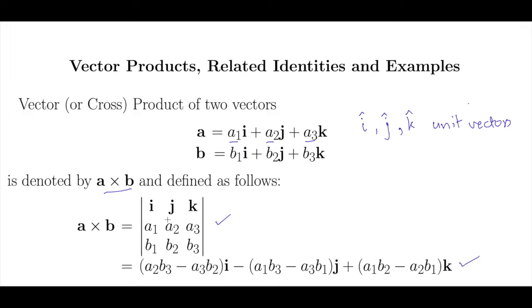So for i, we have only this matrix, and the determinant of this is a2b3 minus a3b2, and so on. Okay, and that's why for j we have a negative, because this is second column and first row, and 2 plus 1 is 3, which is odd.